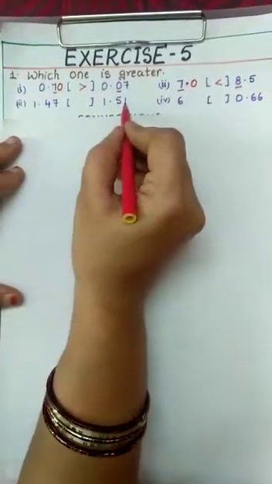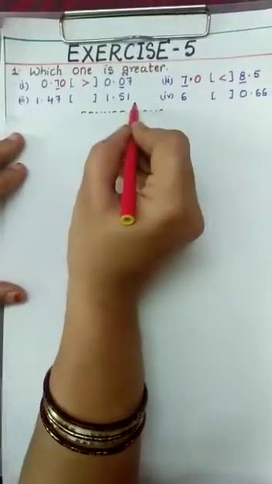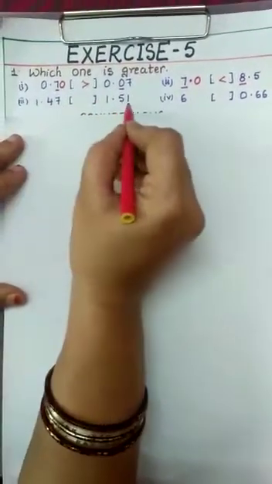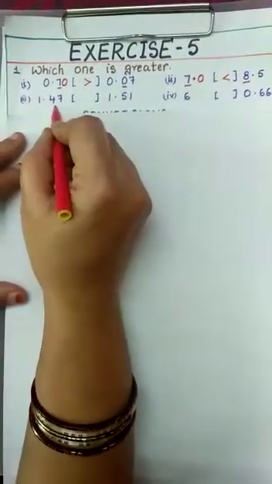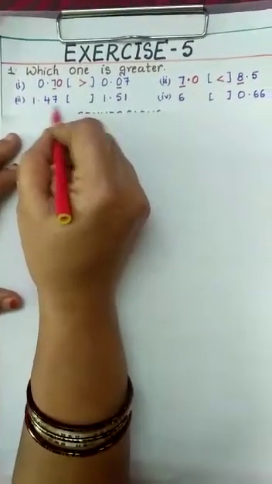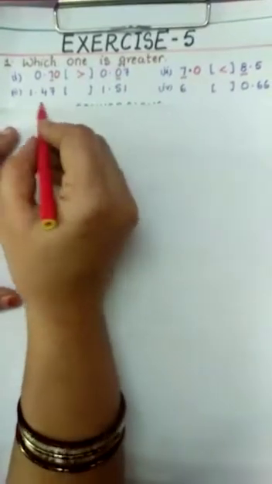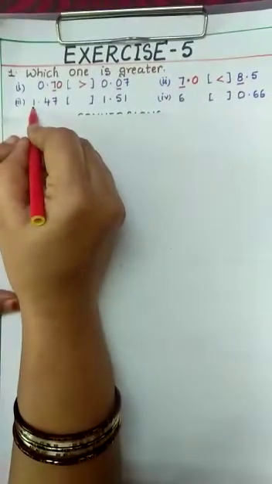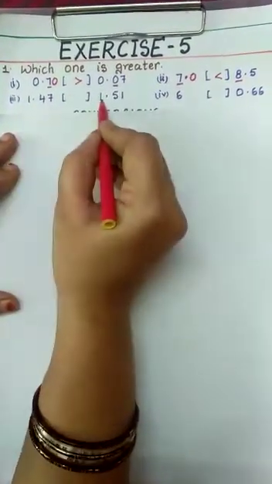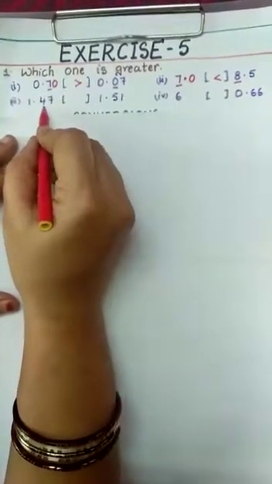Now come to the third one. 1.47 and 1.51. If you observe both the decimals, we have the same number of decimal places. Here 2 places and here also 2 places. So no need to convert into like decimals. Now let us compare. First we have in the whole number part here 1 and here also 1. Now come to the decimal part.